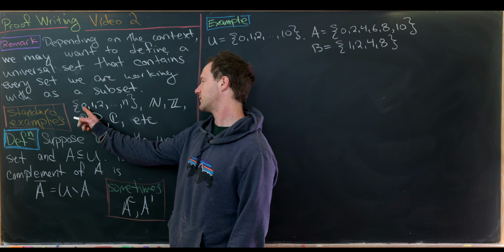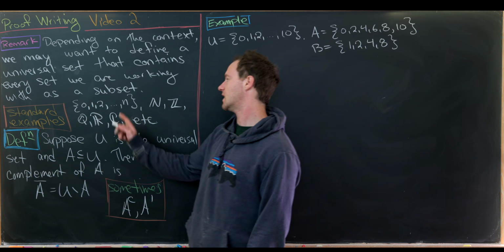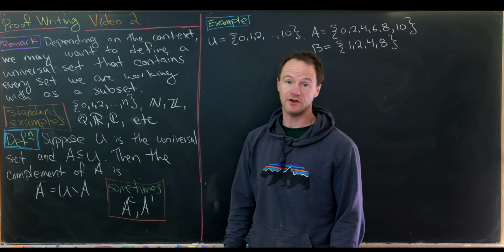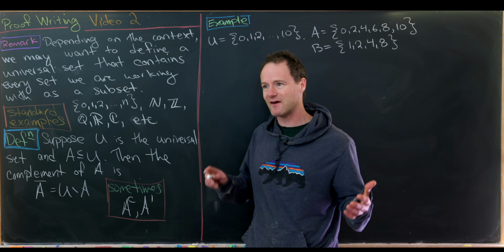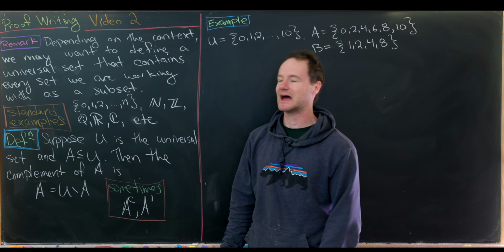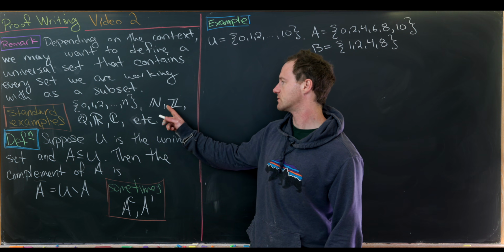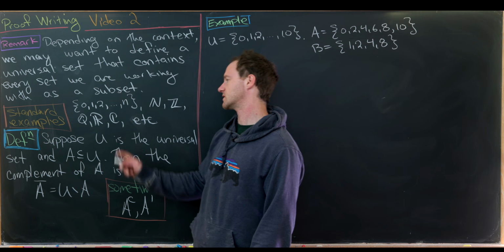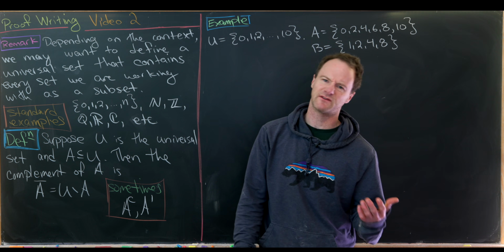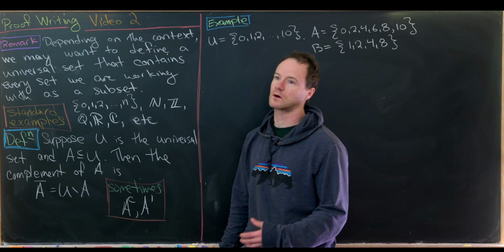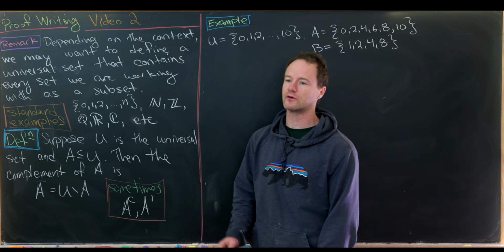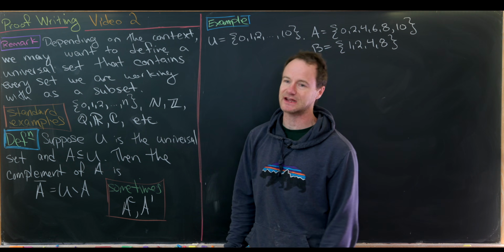So you could have all of the numbers 0, 1, 2 up to n. That would be like a standard finite version of a universal set. You could also maybe have the set of all letters in the English alphabet, or I guess it would be the Latin alphabet. You could have the set of natural numbers, integers, rational numbers, real numbers, or complex numbers as well. And as you might imagine, you can also have like R2 or maybe Z cross R or whatever. You can really work with any universal set you want. These are just some standard examples.